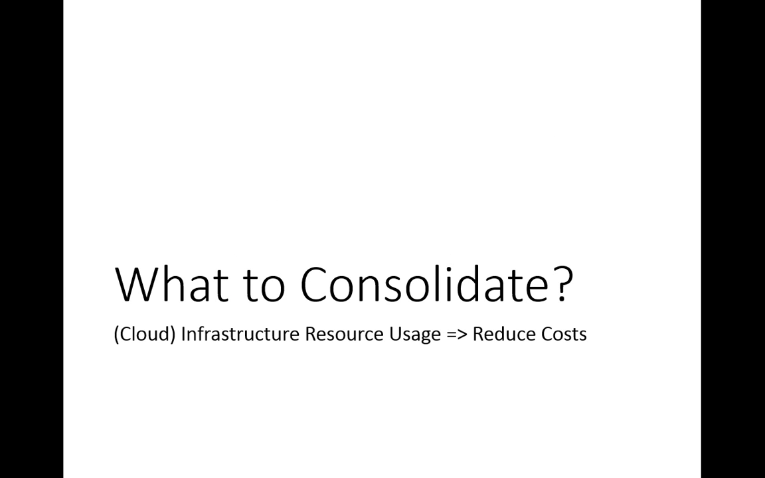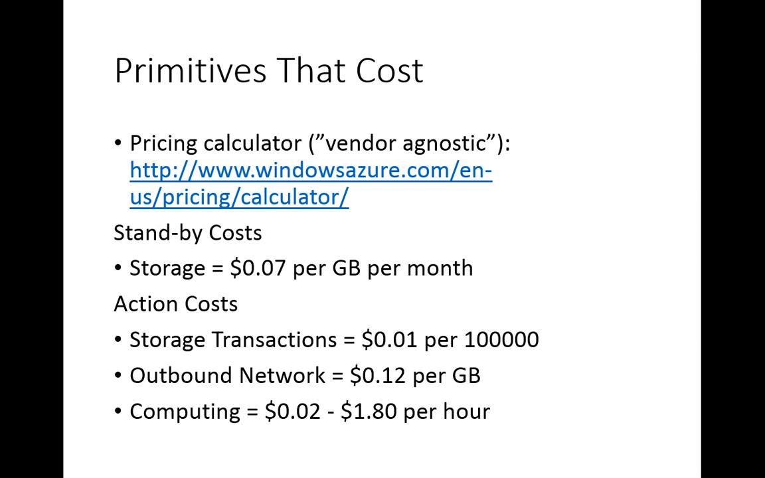So what to consolidate? Basically, if we manage to find any way to effectively consolidate the cloud infrastructure resource usage, it will reduce the costs. Primitives that cost in the cloud. The pricing calculator that's available in the Windows Azure pages is basically vendor agnostic. All the major public cloud providers are quite equal in the price.